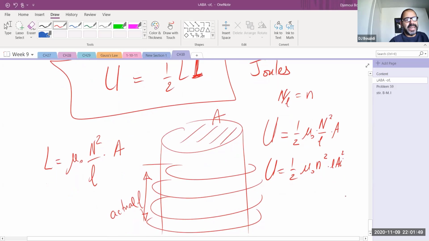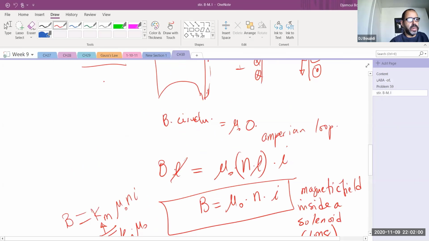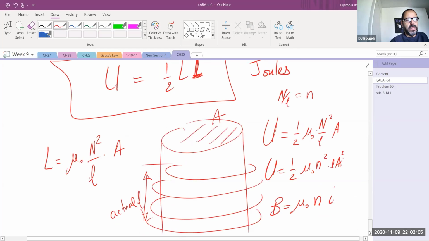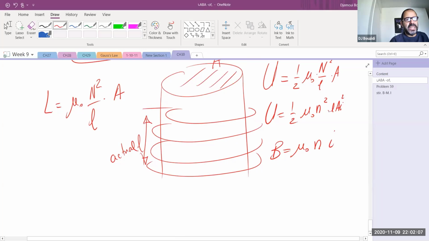Well, I just also found the magnetic field in this region. If you guys remember, B is equal to mu naught times N times I. We just found it earlier using Ampere's law. Having that expression, I can replace the value of I squared: I squared is equal to B squared over mu naught squared times N squared. I'm going to replace it back into the expression for the energy, and we're done.